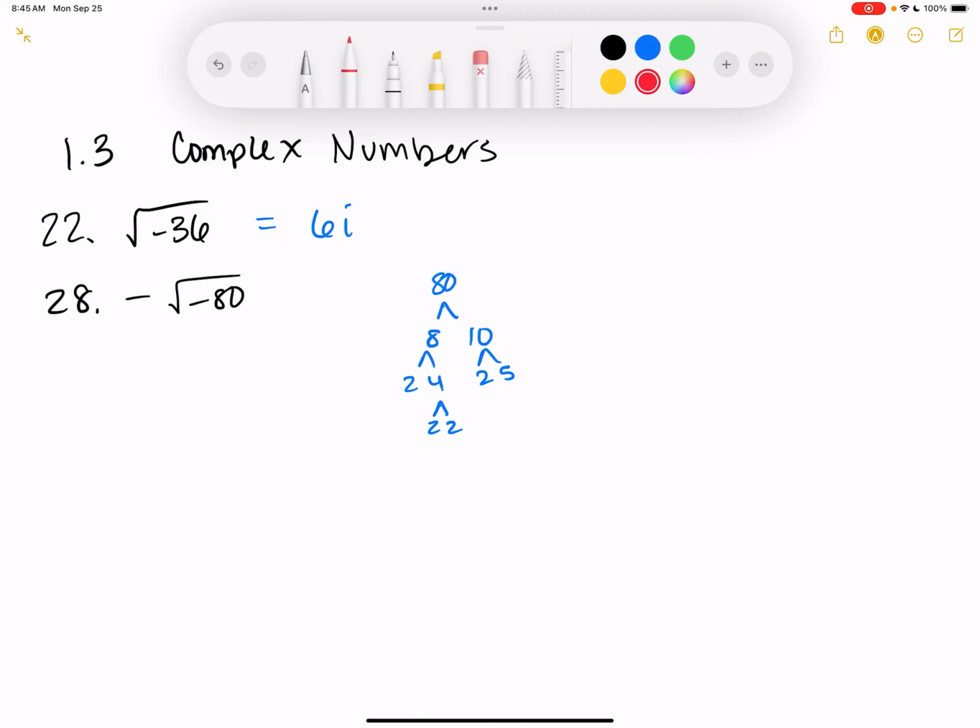So then I can take out groups of 2. I have one set of 2s, two sets of 2s. So then I'll have a 5 left inside. I've got a negative under the radical, so an i is coming out. So it's going to be negative, and then 2 times 2, so 4i square root of 5.